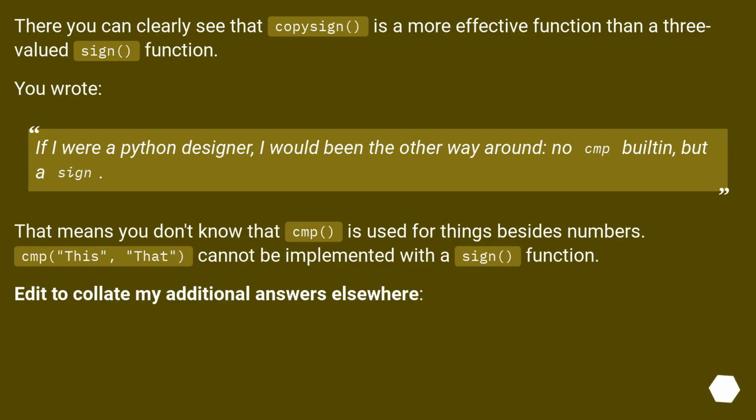You wrote, "If I were a Python designer, I would have done it the other way around: no cmp built in, but a sign." That means you don't know that cmp is used for things besides numbers. cmp(this, that) cannot be implemented with a sign function. Edit to collate my additional answers elsewhere.